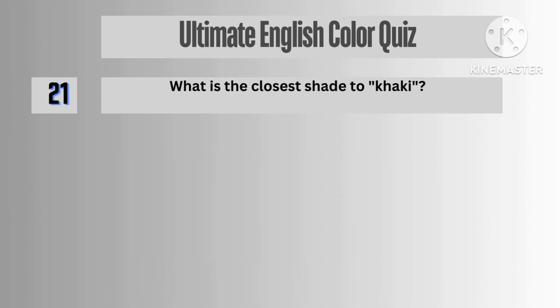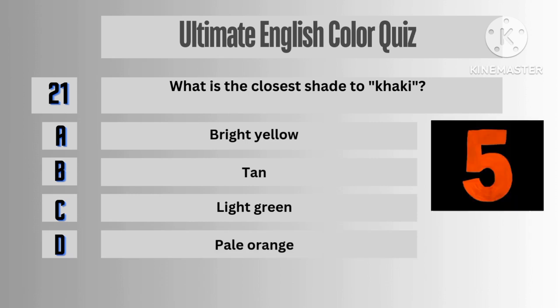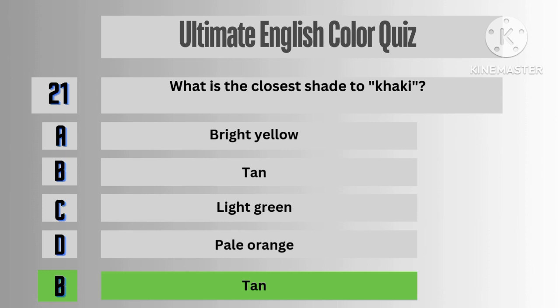Question number 21. What is the closest shade to khaki? Option A bright yellow. Option B tan. Option C light green. Option D pale orange. 5, 4, 3, 2, 1. Correct answer is B tan.